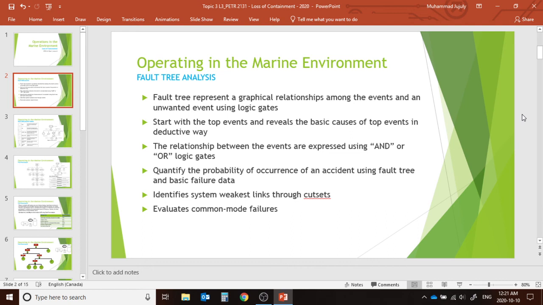Okay, so the fault tree analysis represents the graphical relationship among the events and the unwanted events using logic gates. It starts with the top event and reveals the basic causes of the top event in a deductive way. The relationships between the events are expressed in AND, that means the intersection, and OR logic gates, that means the unions. Probably you know that. It quantifies the probability of occurrence of an incident using the fault tree and the basic failure data. So that's how we can quantify the probability of occurrence.